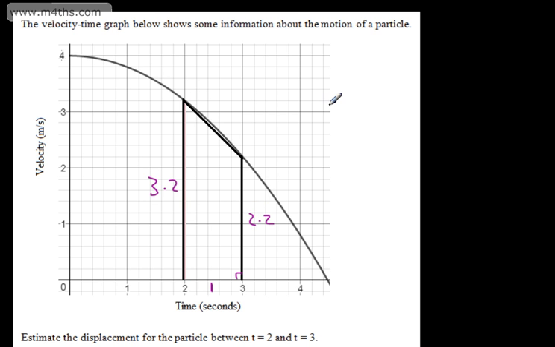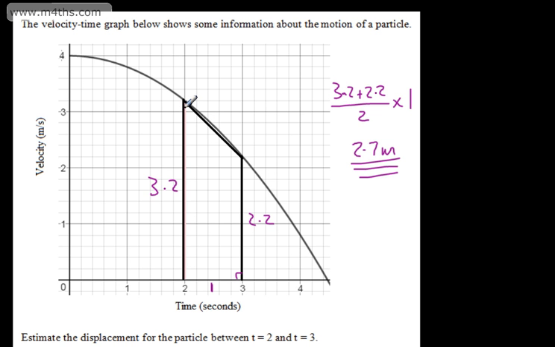So all we do is say that an estimate using the area of a trapezium is going to be 3.2 plus 2.2 divided by 2, and then we multiply this by the perpendicular height of 1. So what's that going to give me? That's going to give me 5.4. 5.4 divided by 2 is going to give me 2.7. So what we can say is that the displacement is going to be 2.7 meters as an estimate. It'll be slightly more than that because we've not factored in this little sliver just here.